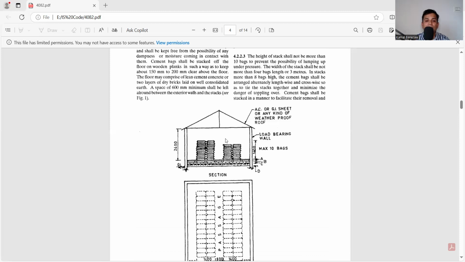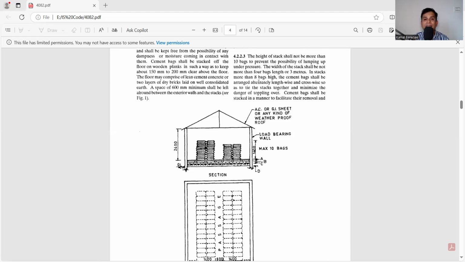Now we have already discussed the plan and the floor. Now what will be the stack height? The height of the stack shall not be more than 10 bags, to prevent the possibility of lumping under pressure. If there is more, more pressure will be generated, and that pressure can cause lumping. To avoid that, a maximum of 10 bags can be stacked. The width of the stack shall not be more than 4 bags, and the length 3 meters. So the length should be 3 meters maximum, and the height 10 bags.